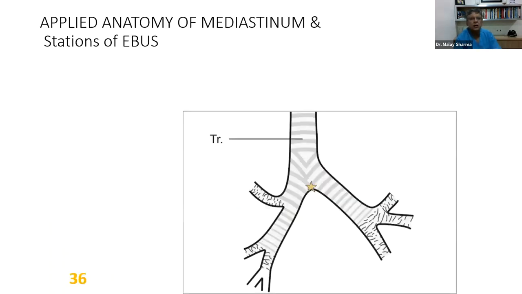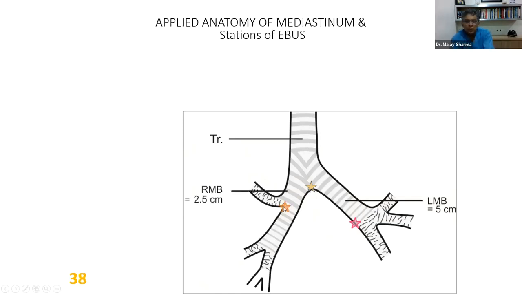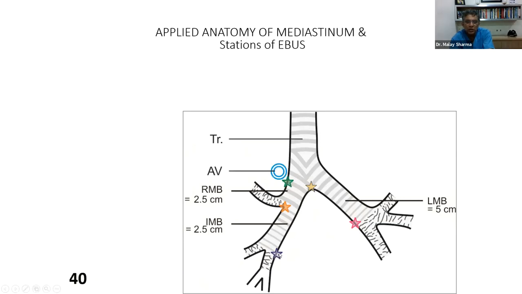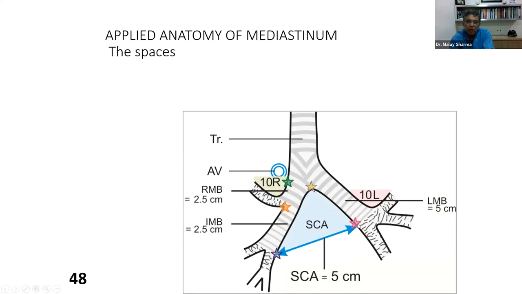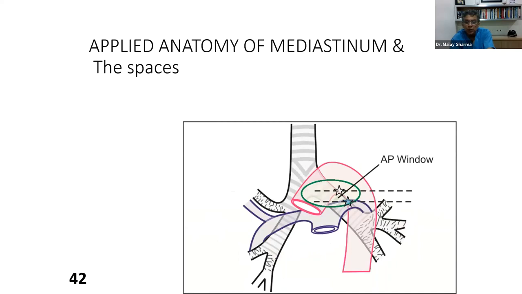Again, coming back to anatomy, a simple thing: how to dissect the subcarinal space. Because this is the trachea, and the star you see on the trachea is the lower end of the trachea, this is the lower end of the left bronchus, and this is the lower end of the right main bronchus, and this is the lower end of the right intermediate bronchus, and then you can see the azygos vein. This is the subcarinal area formed by an oblique line joining these lower ends. So this is the subcarinal area, and then you start understanding how the aortopulmonary window is formed below the arch of aorta and above the left pulmonary artery.